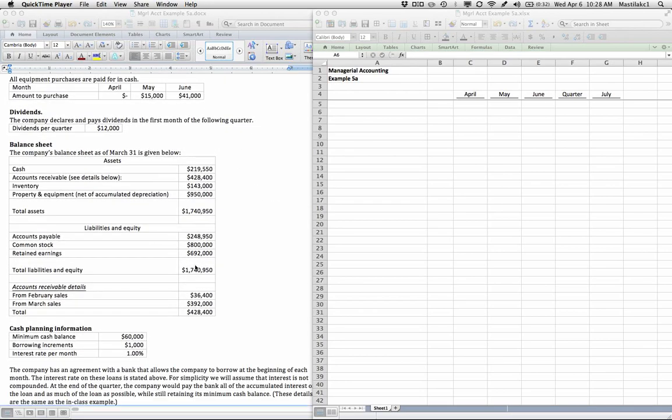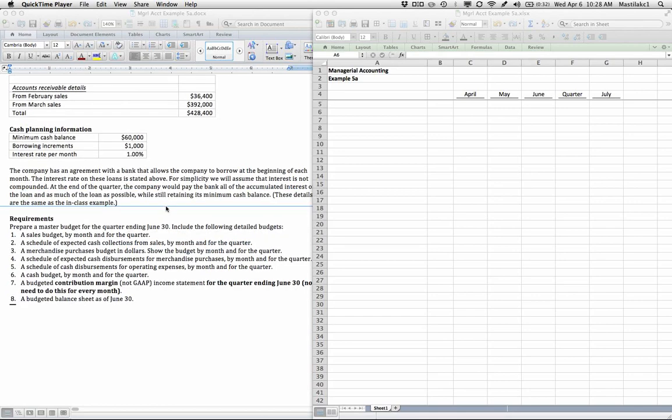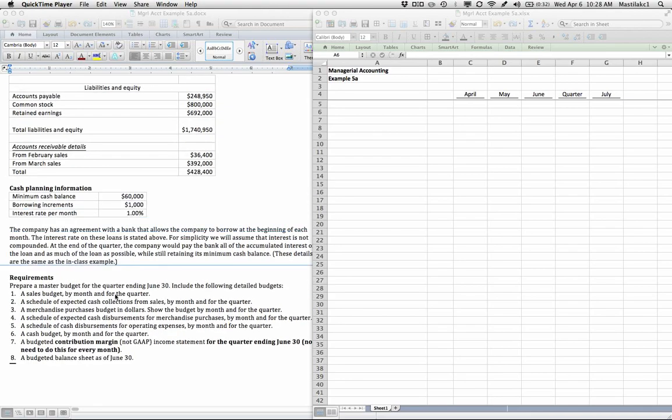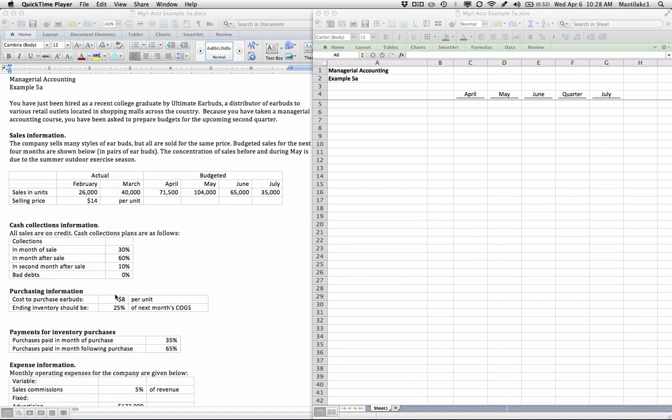We're given information from the beginning balance sheet, and we're given requirements to create a master budget, including a sales budget, a schedule of cash collections, a merchandise purchases budget, a schedule of expected cash disbursements for purchases and for operating expenses, a cash budget, and a budgeted income statement and a budgeted balance sheet. So we're really looking at a comprehensive example of budgeting. Now, this is a very simple company.